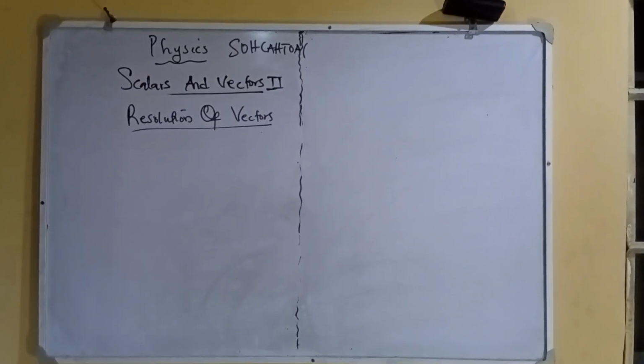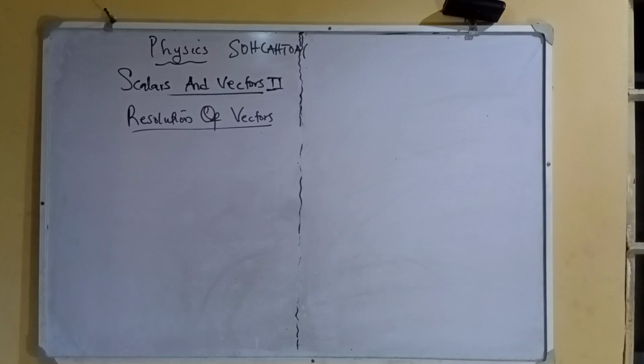The next topic is resolution of vectors. This is just like the reverse process of vector addition. When we combine vectors, we get a single vector which will have the same effect in magnitude and direction as the combined vectors all acting together. We can also resolve this single vector into component vectors. We can resolve that vector into two vectors, and these two vectors are called the rectangular components of that resultant vector.